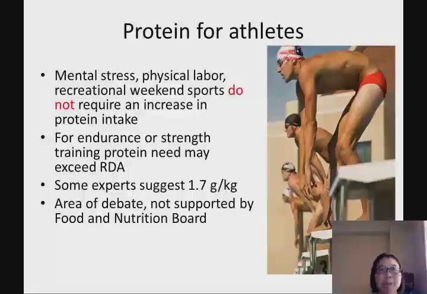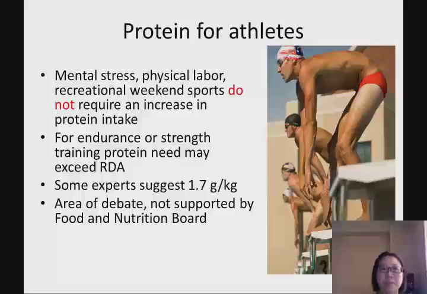All right, so there are some athletes who really need to consume a higher amount of protein. For endurance and strength training athletes, they need a higher amount of protein consumption. The experts suggest 1.7 grams per kilogram body weight. However, the Food and Nutrition Board didn't recommend that, because they think we're not going to use that much protein unless you are doing really high intensity exercise. Then you need that much, but we don't really need that much.